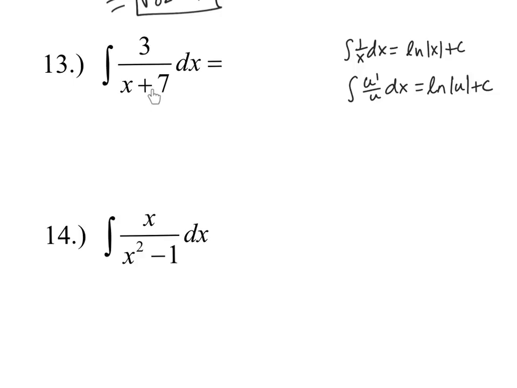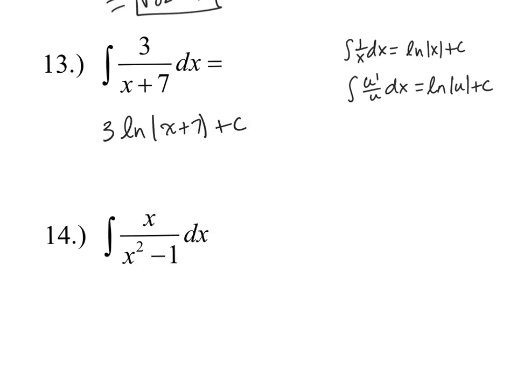Well, the denominator is a function of x plus 7. The derivative of that would be 1. So, in other words, we could take this 3 and pull it out in front of the integral, and we'd have 1 over x plus 7. So we have u prime over u. That makes this a very simple problem. It's just going to be 3 times the natural log of the absolute value of that denominator, x plus 7, and then don't forget your plus c.